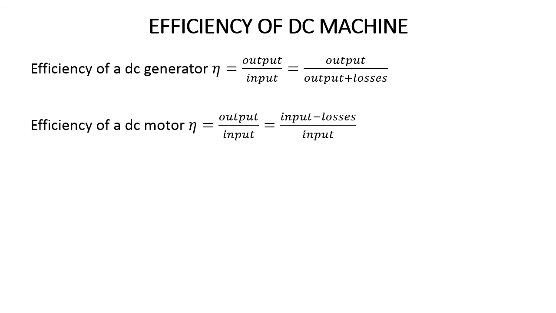Because the DC motor input is electrical power, and we know the electrical power input, we write input minus losses by input. If you want to calculate percentage efficiency, just multiply by 100. Just observe the difference between the formulas for efficiency of a DC generator and a DC motor.